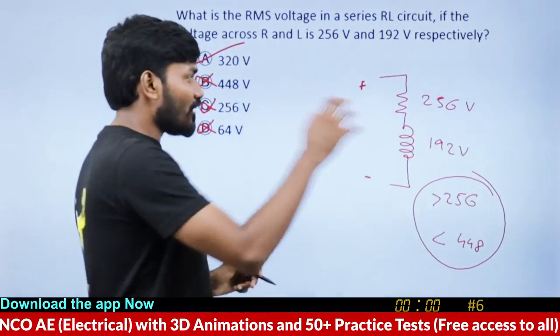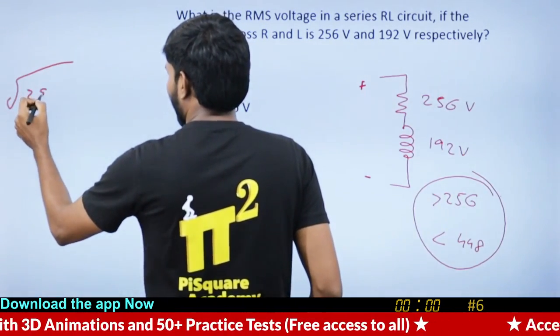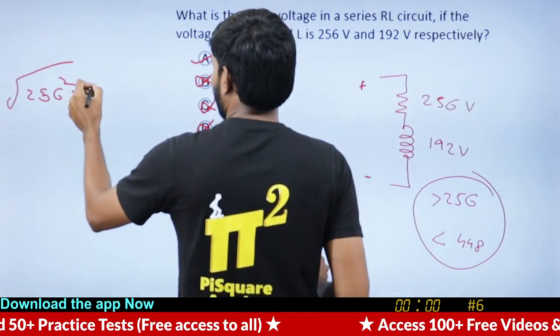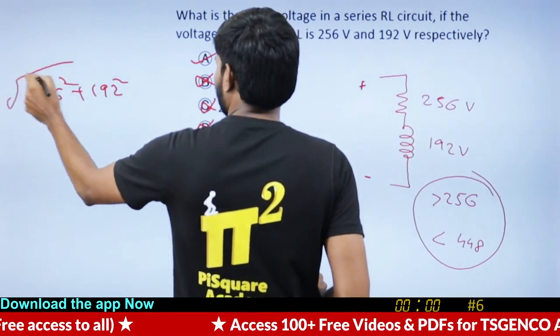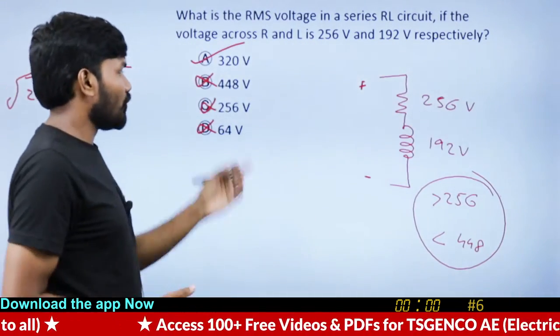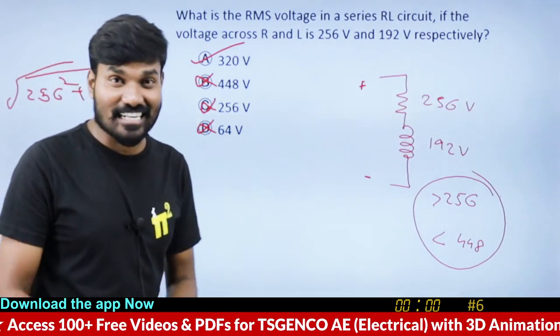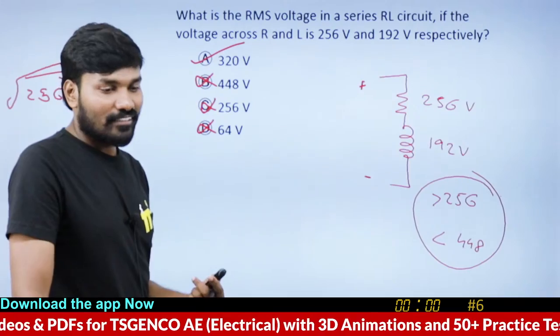Bingo. You're not doing the math. Actually, what you should be doing is 256 squared plus 192 squared, you should do this. But without actually doing that, you got the answer using your apt skills and basic understanding of the circuits.